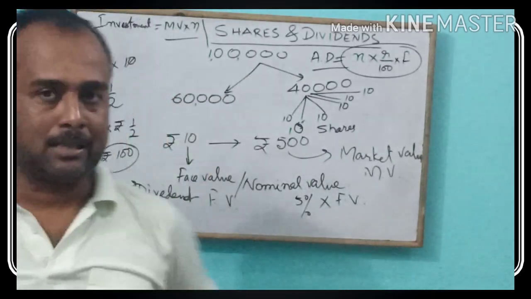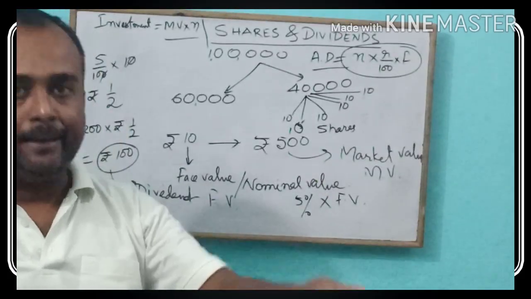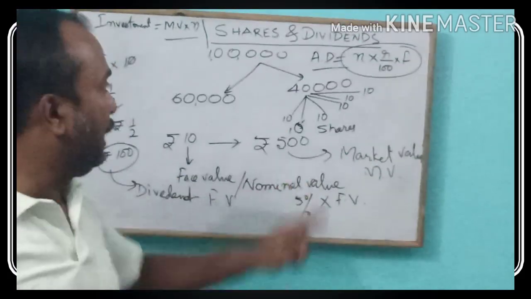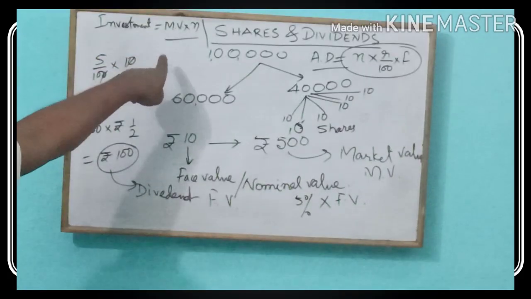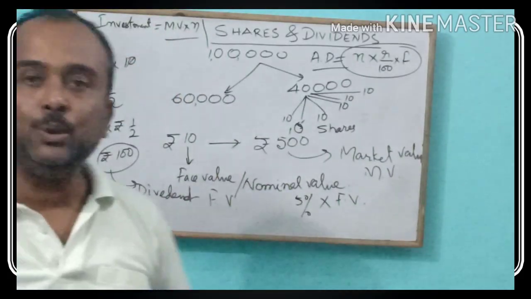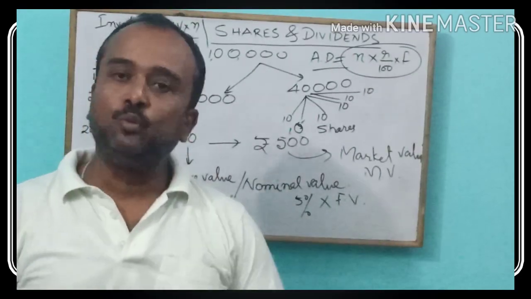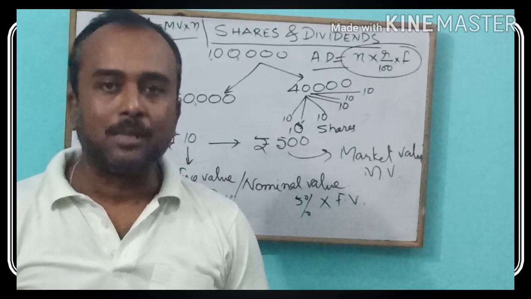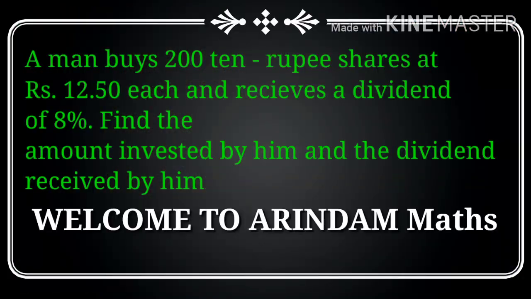So two formulas are ready with us. One is the annual income, that is N into rate of dividend into the face value, and another formula is investment, that is market value into number of shares. With these two formulas, let us see a few examples that will make it easier for you to understand the concept better.